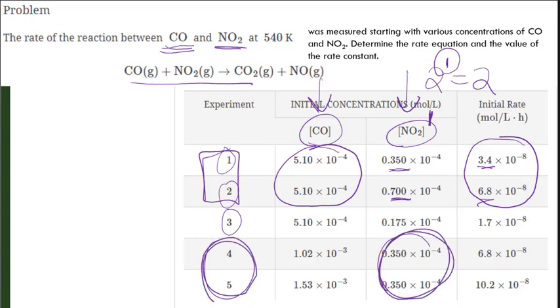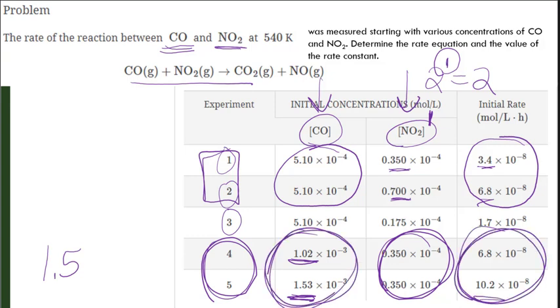This stays the same. So what happened to go from 1.02 to 1.53? That's not a double, but it's not staying the same. So I'm going to take 1.53 and divide it by 1.02 and see that it multiplied by 1.5. All right, so I increased this by 1.5. So what happened to the rate? I'm going to take 10.2 divided by 6.8, and I also got 1.5.